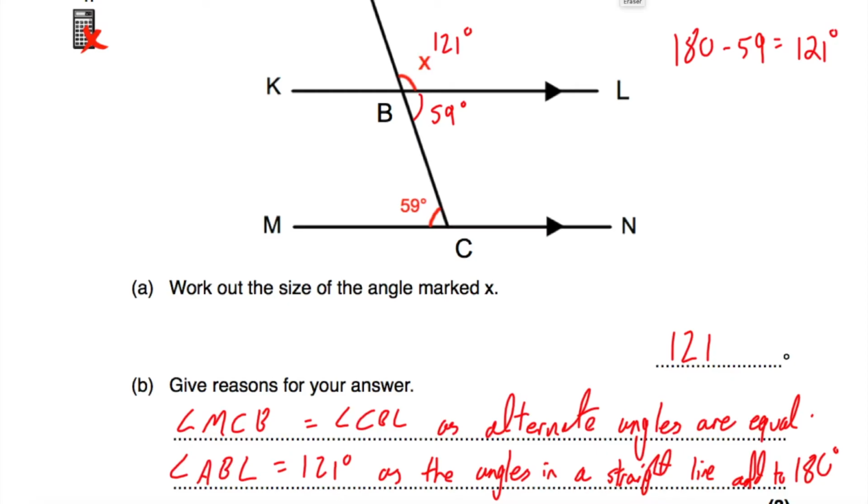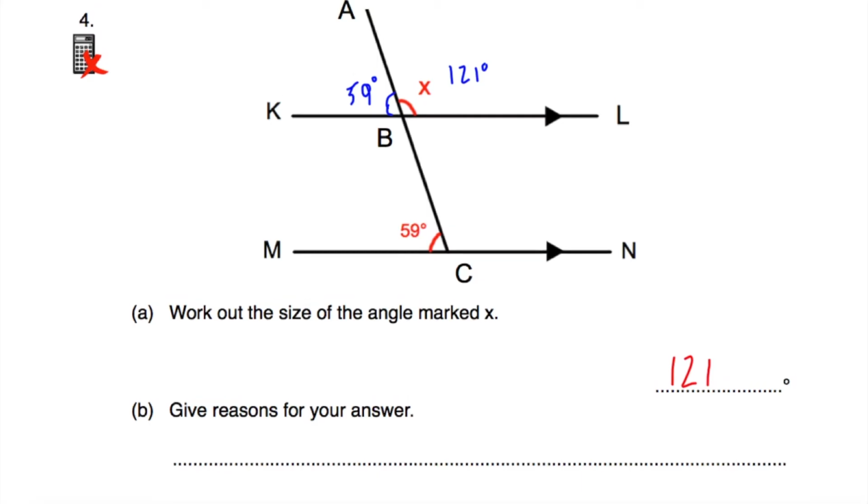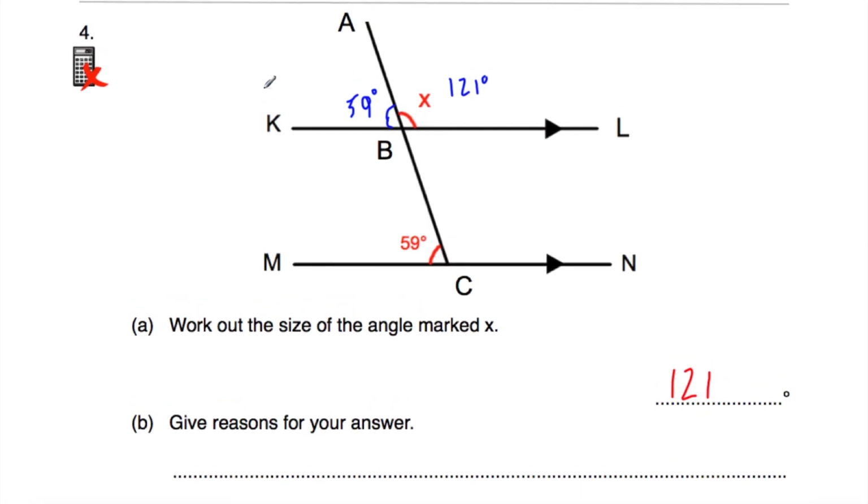Now I'm going to go through a few other approaches. I'll change the colour of ink to blue, just to show this is another approach that we could use. That first approach was to consider alternate angles. Another approach would be to use corresponding angles. If this angle is 59 degrees, you could then say that this angle up here is 59 degrees because they're corresponding angles. They're equal to each other.